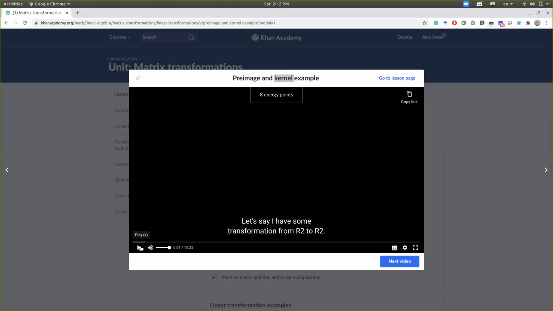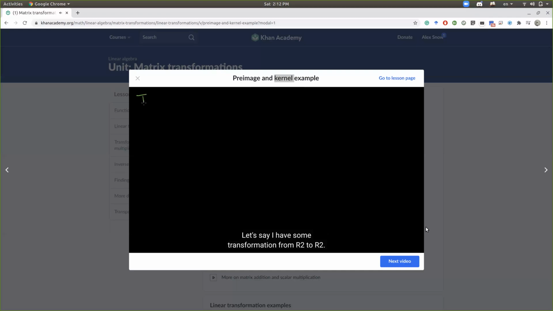Have some transformation from R2 to R2, and it's essentially just a multiplication times a matrix, and we know that all linear transformations can be expressed as a multiplication of a matrix, but this one is equal to the matrix 1 3 2 6 times whatever vector you give me in my domain, x1 x2.